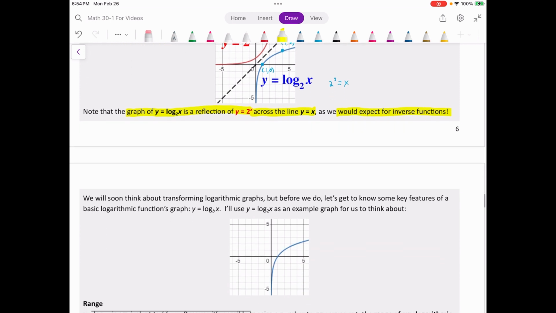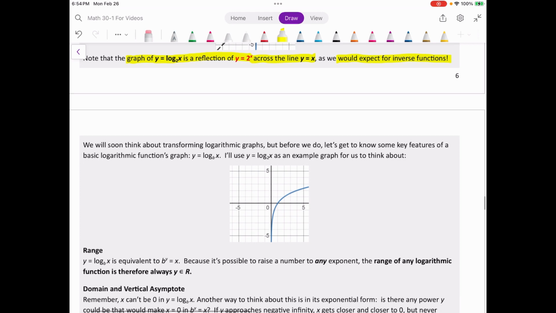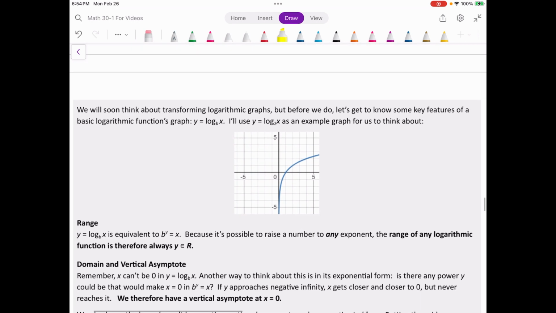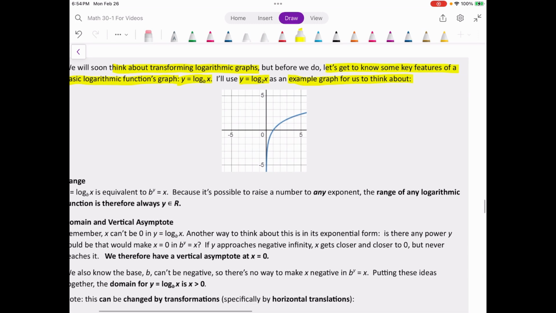Are you sick of me saying this yet? You're probably pretty used to the format of Math 30 at this point. We introduce some new functions, and then we think about transforming them. So we are soon going to think about transforming logarithmic graphs. But before we do, let's get to know some key features of the graph of a basic logarithmic function, y equals log base b of x. We need to pick a b, so I'm going to use y equals log base 2 of x as the example graph. So this is the graph of y equals log base 2 of x.